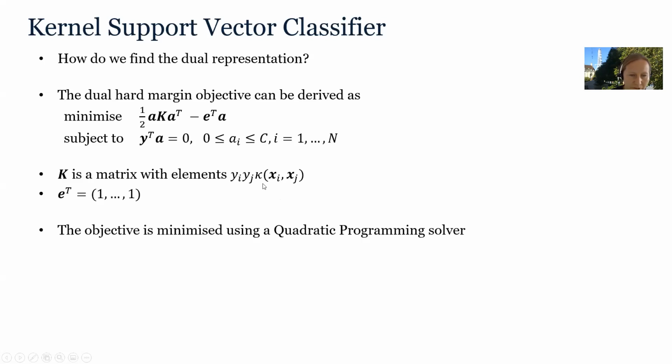So these kernels measure the similarity of the samples or their feature vectors. But actually this time we also look at the labels. So we multiply this similarity by both labels. And what this does is that if the labels are the same, then the similarity will be positive. And if they are different, the similarity will be negative, which makes perfect sense. So these dual hard and soft margin objectives can be minimized using a quadratic programming solver.